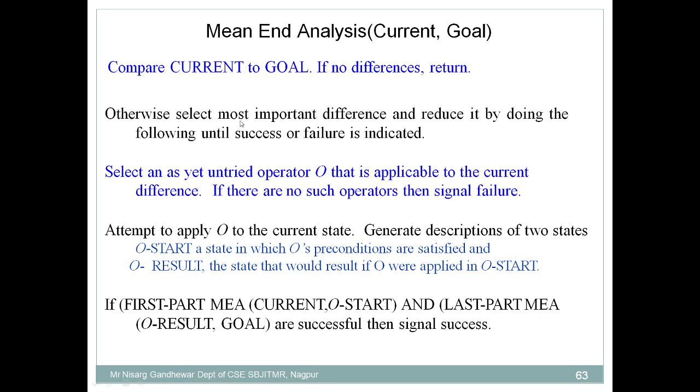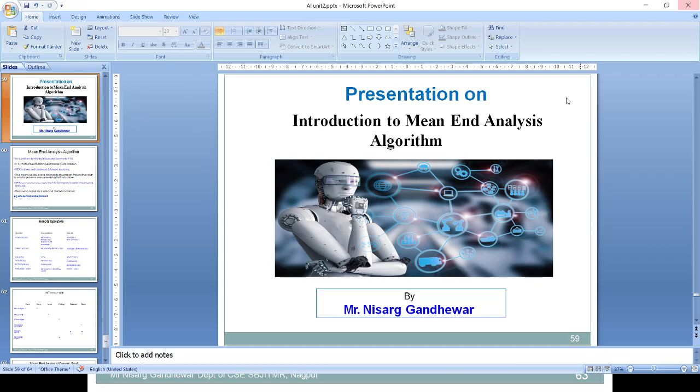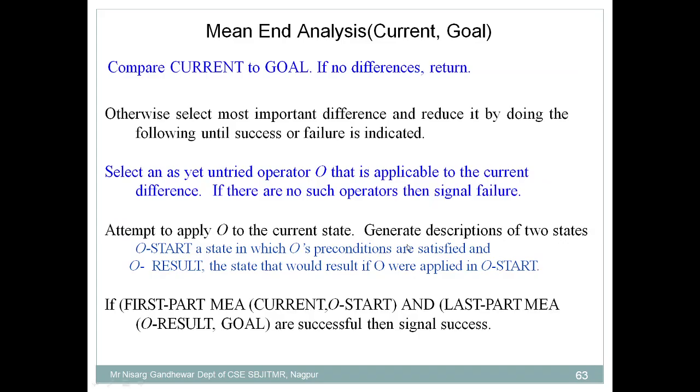So in that case, what you will do is select an untried operator O that is applicable to the current difference. That means you measure the difference between the current state and goal state, you get some difference, and in order to reduce that difference you will apply some operator which is not yet applied. If there is no such operator, then signal failure. Means you have applied all the operators but still you are not able to reach the goal state, then you have to signal failure.